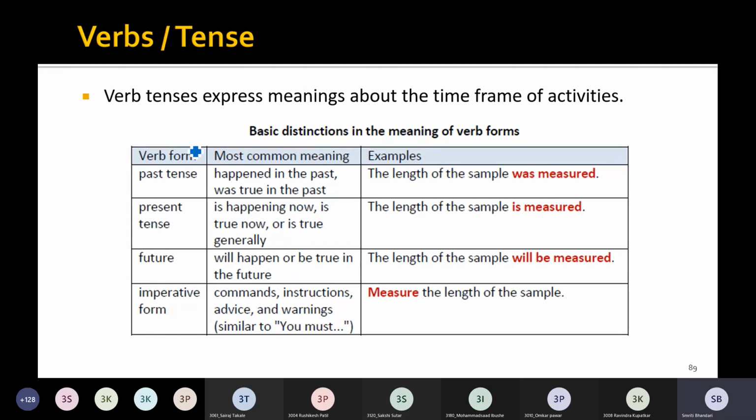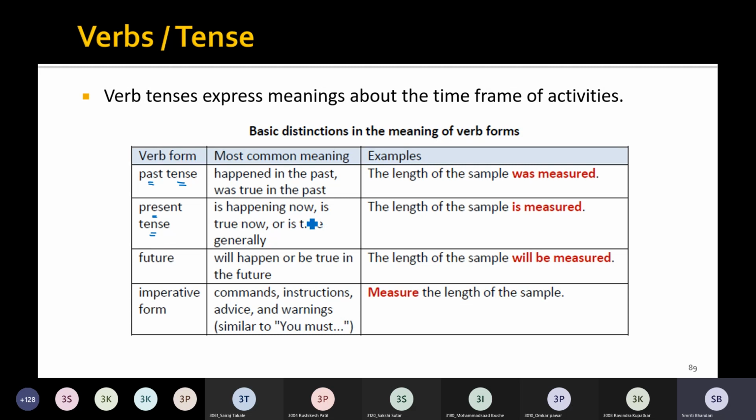So verb tenses actually express the meanings about the time frame of the activities or the processes that are being performed or those were performed, right? So the basic distinction in the meanings of verb forms. So just go through the examples and the verb forms and the common meaning of that particular verb form and the example associated. So see here, if we are making use of past tense, then the most common meaning for this past tense is happened in the past or it was true in the past. And the example of the sentence that is written in past tense is like the length of the sample was measured.